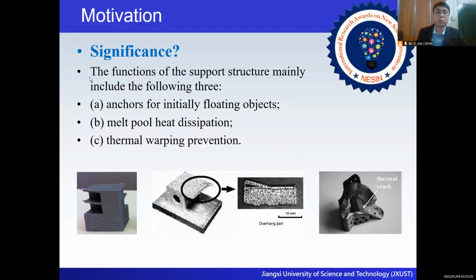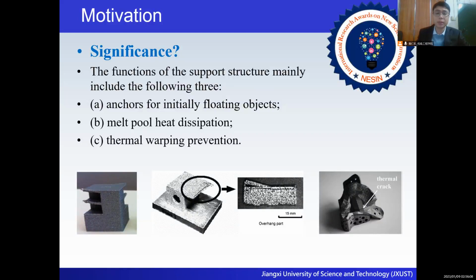As we all know, the functions of the support structure mainly include the following three: A. Anchors for initially floating objects. B. Melt pool heat dissipation. C. Thermal warping prevention. A support structure is an essential part in selective laser melting processes.